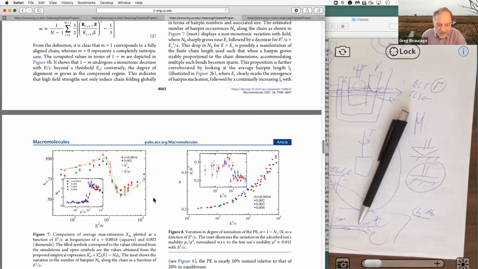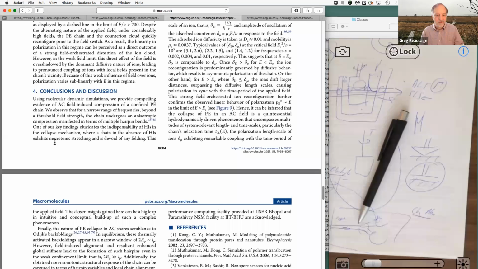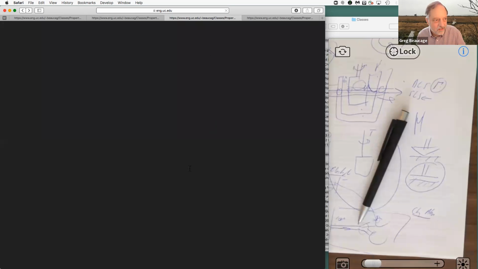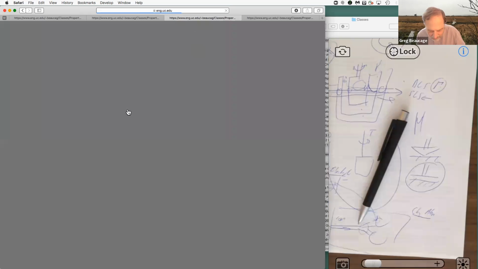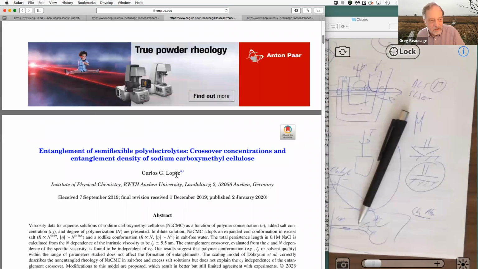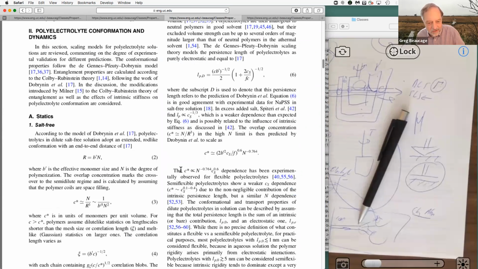It's kind of an interesting paper, but basically it's dealing with things that are too far from what we're doing. I thought it was kind of interesting, so I stuck it there so you can look at it if you want. And then there's a paper that's too much for us. It's just on rheology of polyelectrolytes. This guy Lopez from Aachen, Germany. And he goes through pretty extensively like polyelectrolyte rheology.